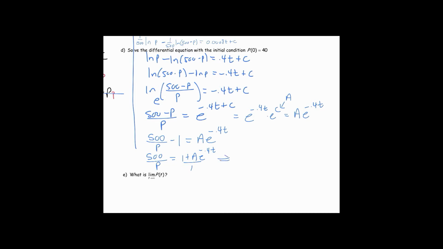And then when you cross multiply, again we're trying to solve for p. If you cross multiply and divide, you get p equals 500 divided by 1 plus a e to the negative 0.4 t. So we're actually almost done. We just need to use our initial condition there. So the steps of solving all logistics are going to look just like this.